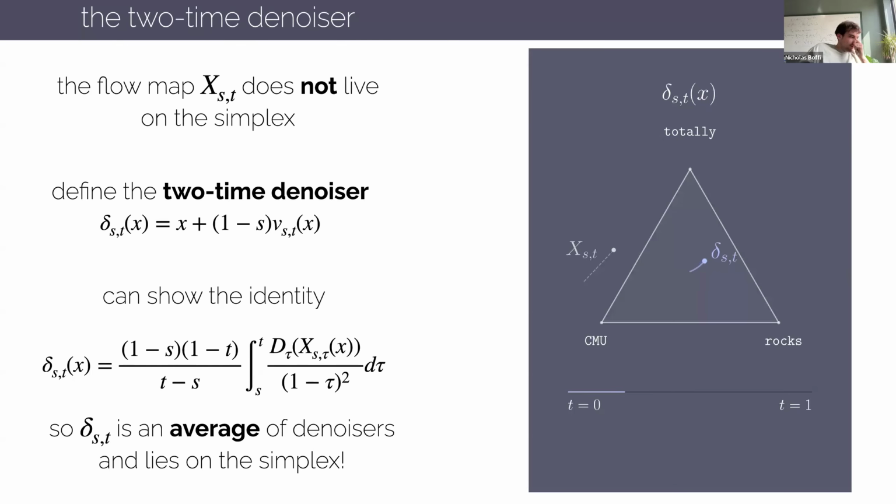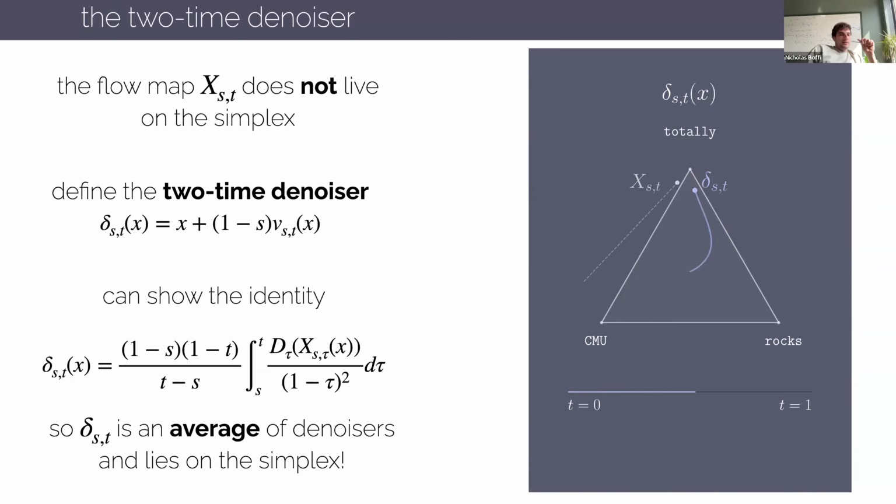So here's the picture you should have in your mind. I have my flow map, which is defining trajectories, and so it's moving from potentially off the simplex to the vertex. And then I have my delta st, this two-time denoiser object that explicitly lives on the interior of the simplex. And it maps along some curve until it also ends at a vertex.